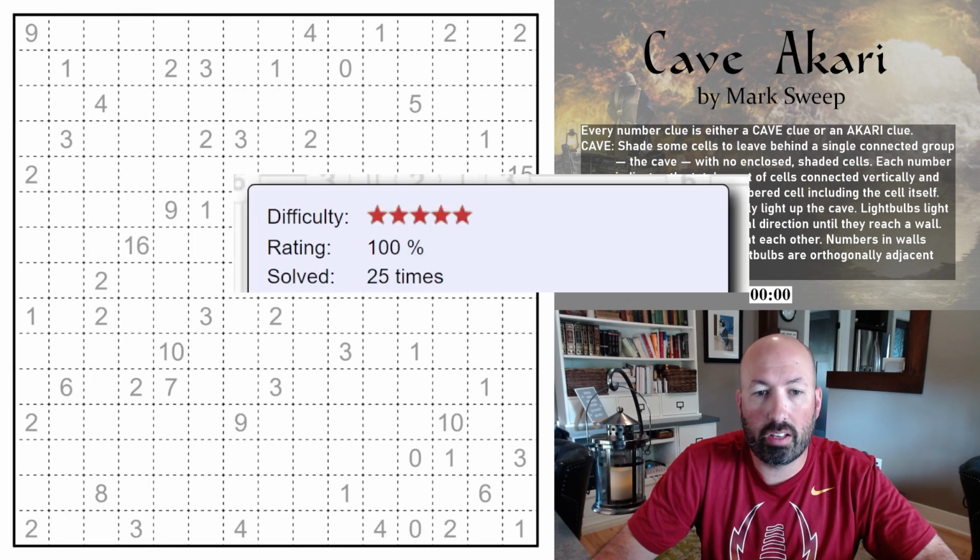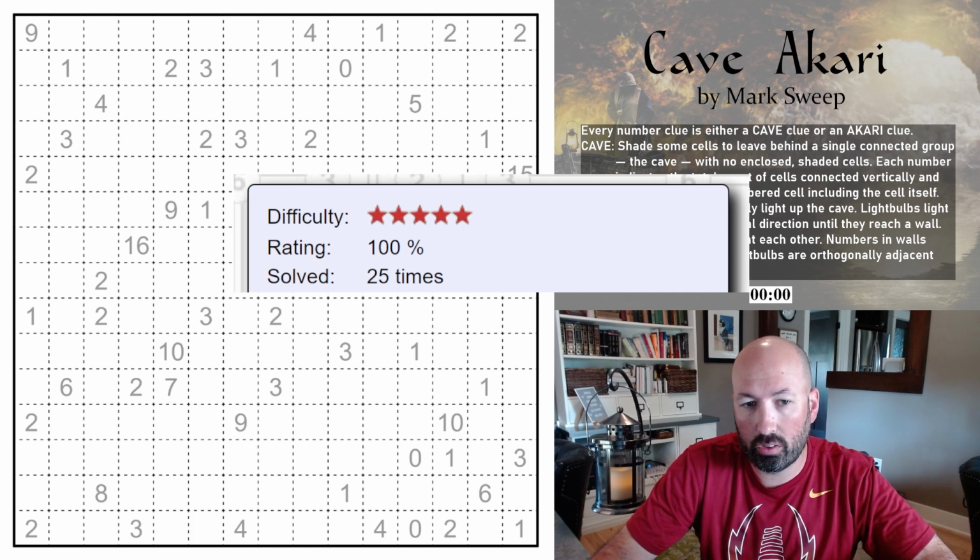This puzzle does have a 5 stars rating for difficulty, but it's also got 100% for quality. So it should be a really good but tough puzzle.